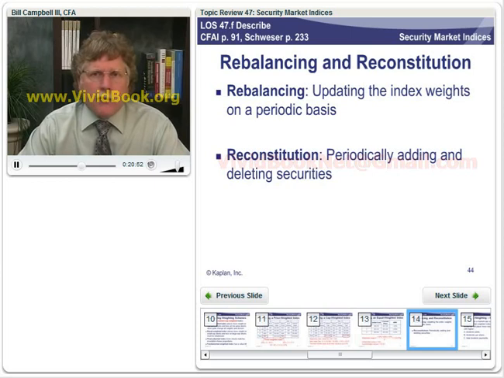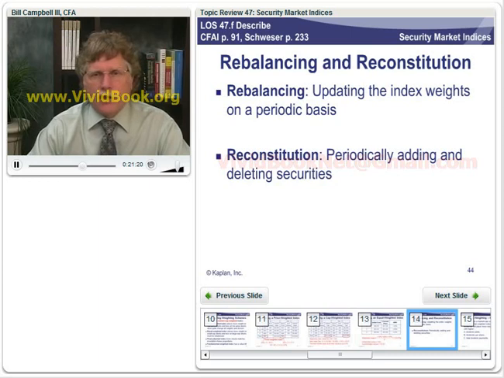Reconstitution means adding or deleting securities. So if you have, like, the S&P 500, maybe at some point one or two of the last securities in the S&P 500, the smallest, drop out and one or two others come in to replace them because they've grown a little bit faster and now have surpassed those last two. So that would be reconstitution, where you drop one security, add another.